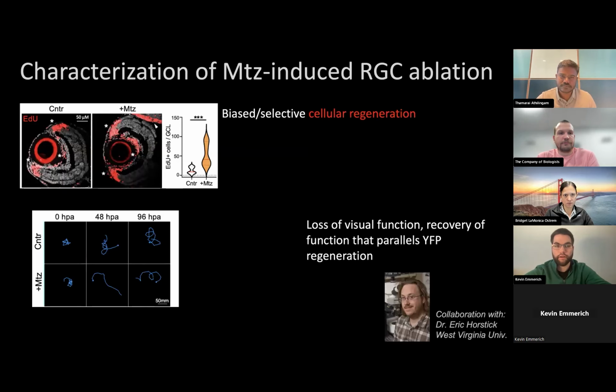I did a series of lineage tracing studies with EdU to show that the new cells that form following the MTZ treatment largely localize to the ganglion cell layer. So if you look at the second image on the left, to the right of the middle of the retina there, you see all these new cells in red that are showing new ganglion cells that have formed, showing that we do have a biased and selective cellular regeneration model.